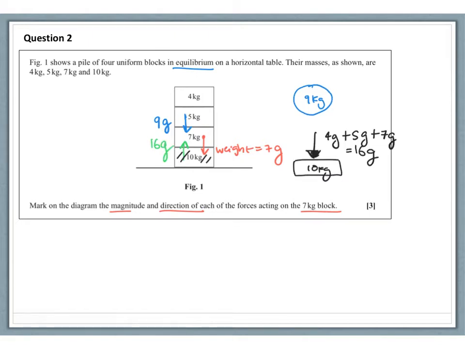So these are the 3 forces acting on the 7 kilogram block. Its own weight of 7g, the forces pushing down on it from the 4 kilogram and 5 kilogram blocks, and the force created by the 10 kilogram block pushing upwards on the 7 kilogram block.